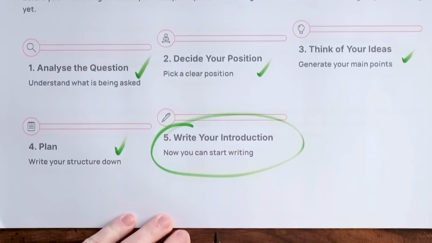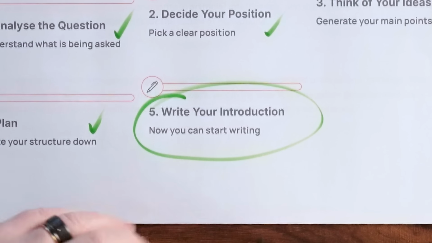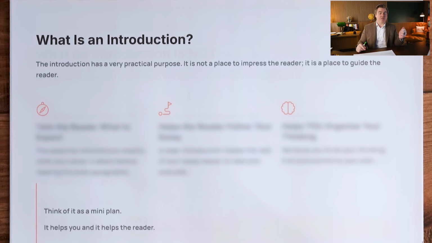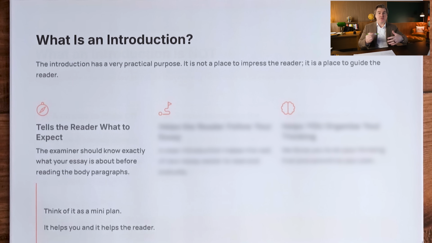Now, and only now, can we move on to writing our introduction. Before we do, it's always good to think about what is an introduction, and more importantly, what is not an introduction. So what is an introduction? Well, number one, it tells a reader what to expect. Think about it as a little flag where you fly it and you say, here's what is going to be in the rest of this essay.